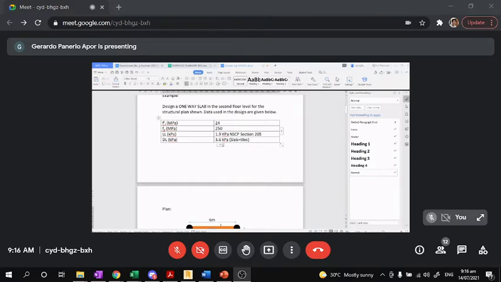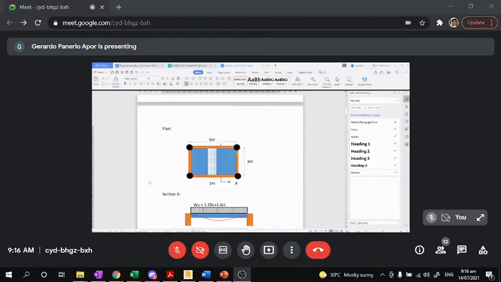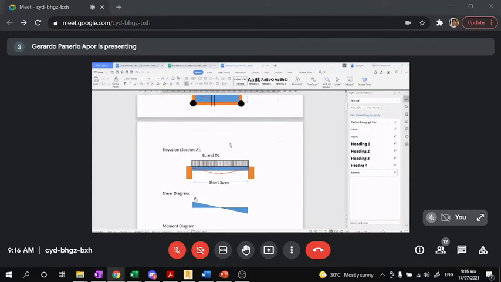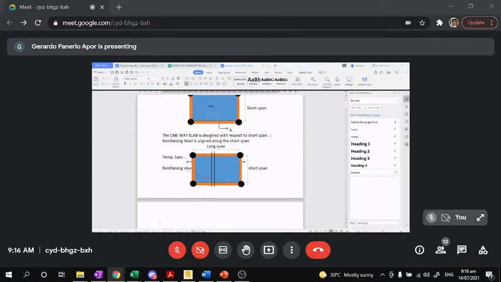Now, in the analysis, base it on the plan. You are not going to use the 6 meter width, no? Because your design here is along the 3 meters. As it says, the one-way slab is designed with respect to the short span and the reinforcing steel is aligned along the short span. So this is the reinforcing steel. Now, the bars along the long span are reduced, or called temperature bars. Okay.